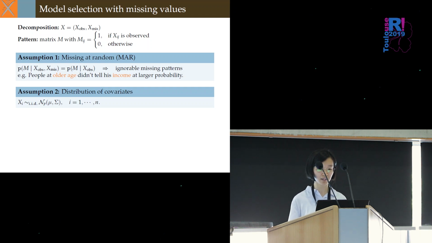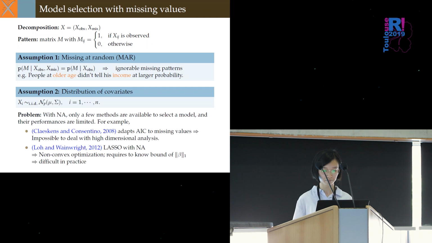One common assumption is the missing at random mechanism. That means the distribution of missingness depends only on the observed part. So for example, people at older age don't want to tell us their income with larger probability. And in the missing value literature, we also have to assume a distribution for the covariates. Here we begin with a normal assumption with parameters mu and sigma.